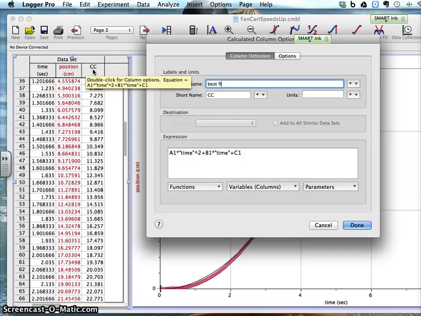Does that make sense? Yeah? Best fit curve position. And then we'll call this X for position, because it's still position. And we'll put centimeters, because this data set, the units are centimeters. And this is how Logger Pro calculates this, right? And I'll just hit OK.